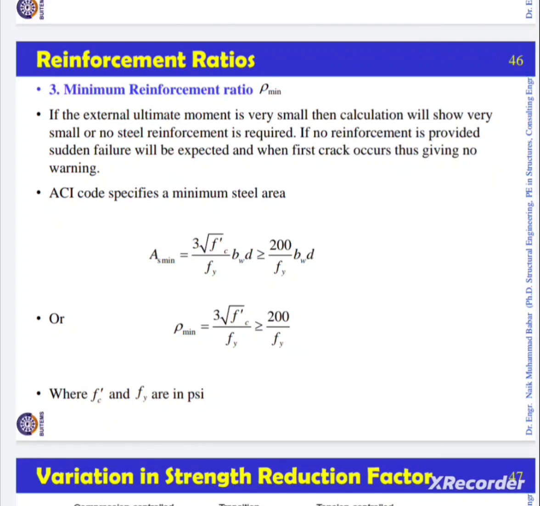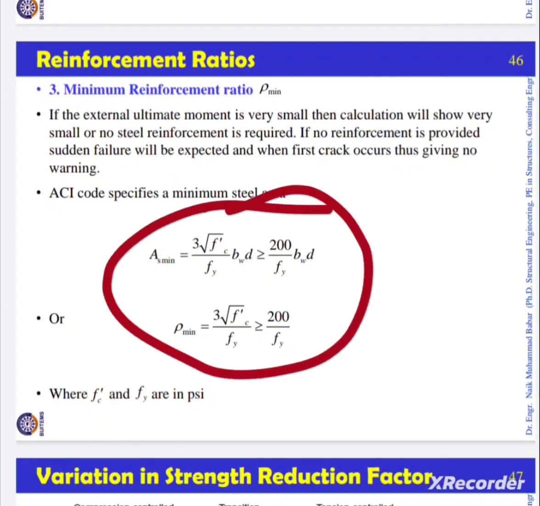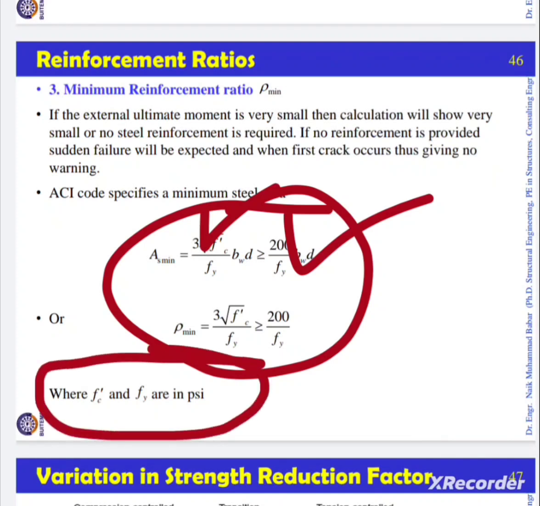So in this topic we will learn a few formulas. First, the distance from the neutral axis to the upper fiber, for which we derived this formula. Second, the maximum reinforcement ratio, for which we took the same derived formula. For the minimum reinforcement ratio there are two formulas as given here, one in terms of area and one in terms of reinforcement ratio. Whichever formula gives the maximum value, we can take as the minimum reinforcement ratio or minimum reinforcement area. In these formulas f'c and fy are in psi. Remember this is also used in calculation.